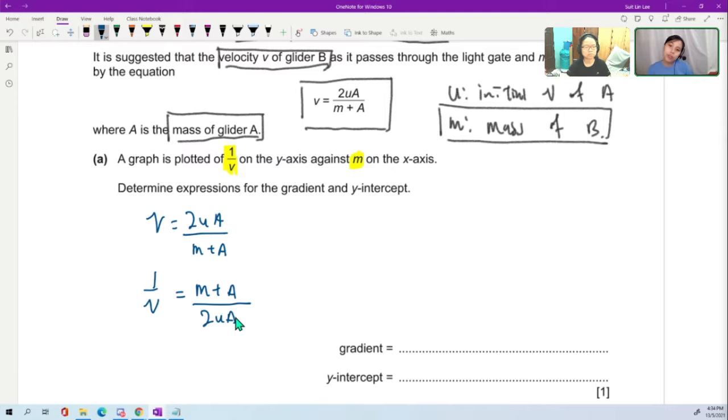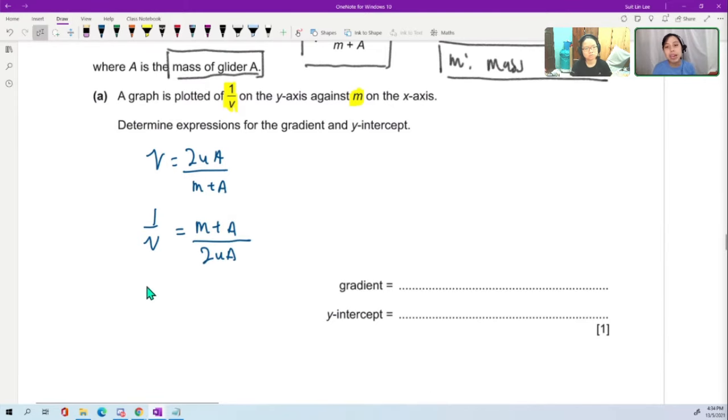Okay, so we have 1 over V on the left, but we need to separate out the M on the right side. So let's break up the fraction. By the way, if you haven't, pause the video and try out this whole question first, because it'll be a bit weird if you have not done the question and you're just staring at those equations and all these numbers coming out of thin air. So go try the question, plot the graph, come back, and I will go through assuming that you have already done it.